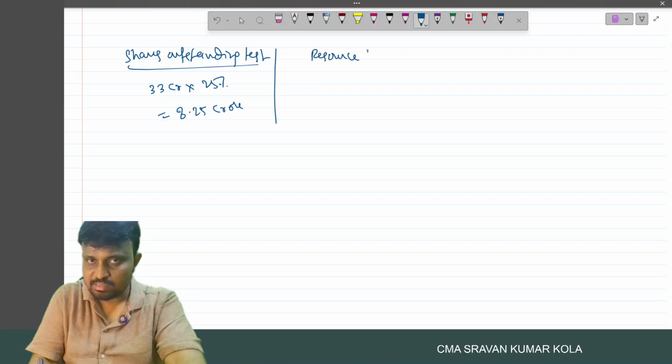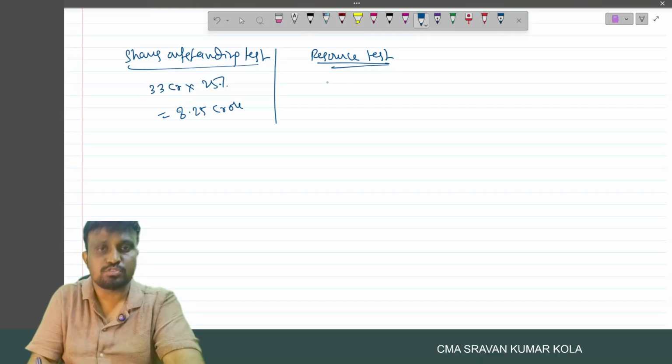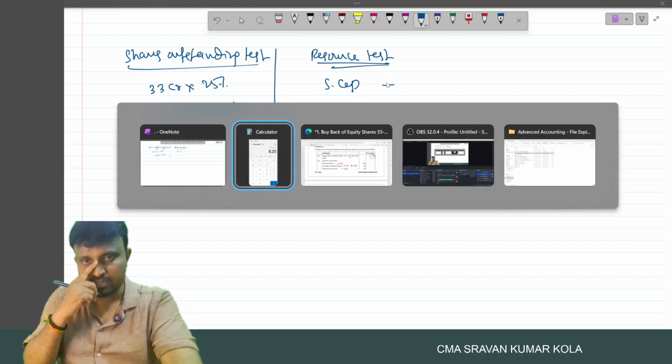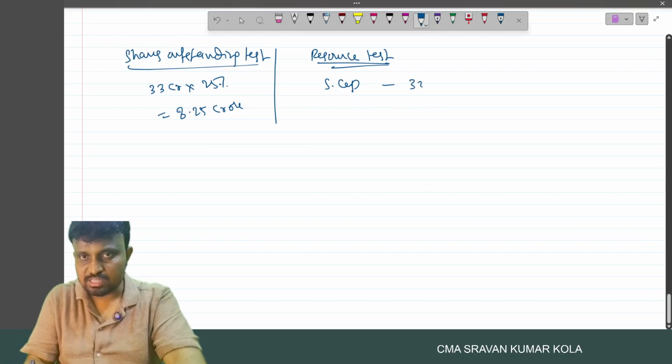And resource test. In case of resource test, first we have to consider share capital. So what is the share capital? 330 crore.